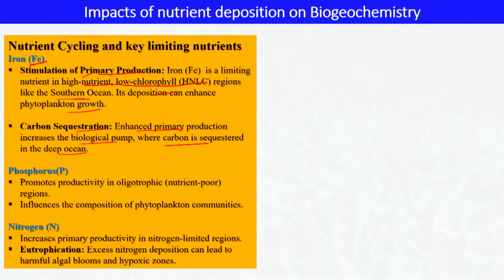So in terms of climate, this is also very important, because this iron deposition can lead to carbon sequestration. Then when it comes to phosphorus, it is also very important, and it promotes productivity in the oligotrophic, especially nutrient-poor regions, and this influences the composition of phytoplankton communities as well. So what kind of communities will be there? Usually this is in the oligotrophic regions, as I discussed in the previous one. Again, nitrogen is limiting primary productivity in nitrogen-limited regions, and if you have excess nitrogen, it can cause eutrophication.